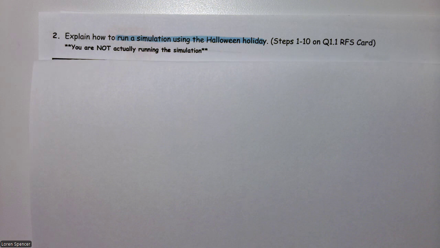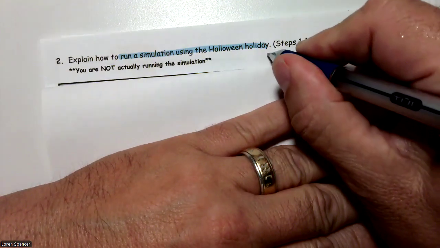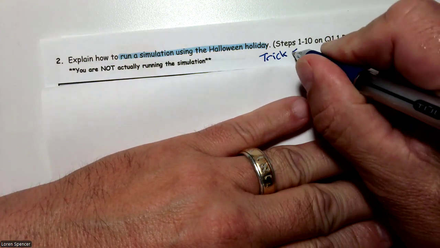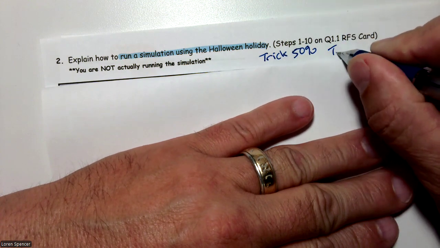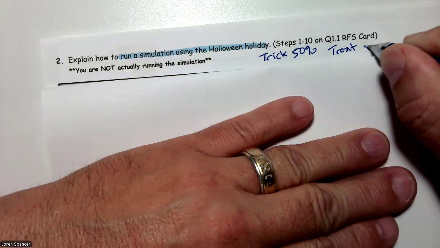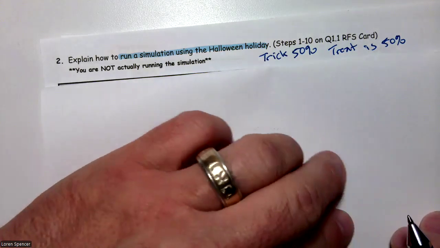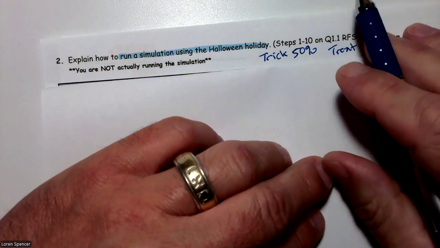So the question for number 2 is: explain how to run a simulation using the Halloween holiday. What it doesn't say, but we need to know, is that the probability of a trick is 50%, and the probability of a treat is 50%. So in both cases, the probability of trick and probability of treat are equal, or one half.